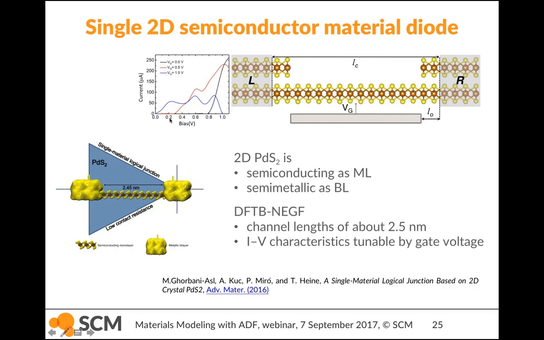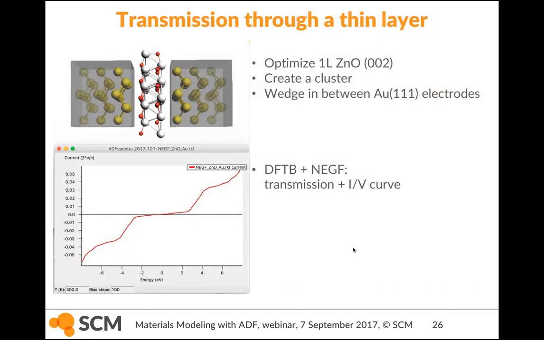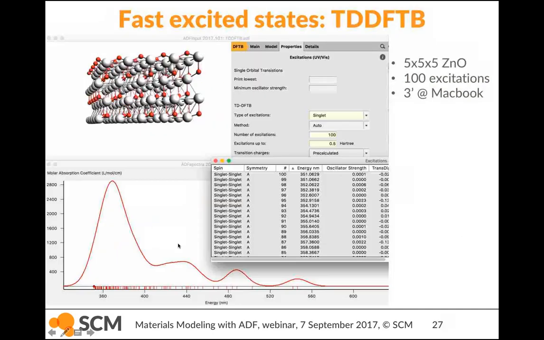and they calculate the IV characteristics for a different number of biases, and they can indeed demonstrate that there's a channel length of about 2.5 nanometers, which you can use to tune and make this diode material, and you can tune the characteristics by applying this bias over the gate. Right, so you can also calculate transmissions through thin layers. So for instance, you can wedge a layer in between gold electrodes and calculate the IV characteristics.